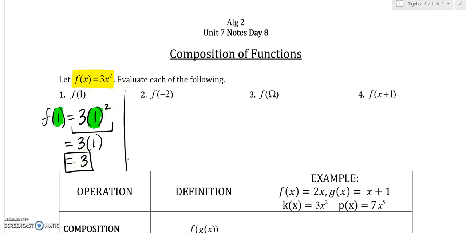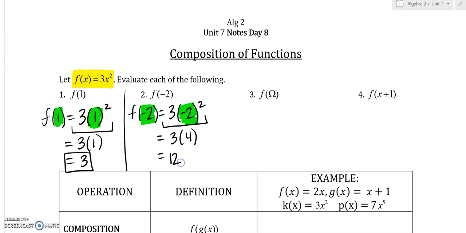Let's put a little barrier there. f of negative 2. When I write this, instead of an x, I put in a negative 2, because once again I want what's inside the parentheses to match. Then I want to simplify it. Negative 2 squared, be careful, is a positive 4. Then 3 times 4 is 12. That's my answer. So when I plug negative 2 into the function, I get out an answer of 12.